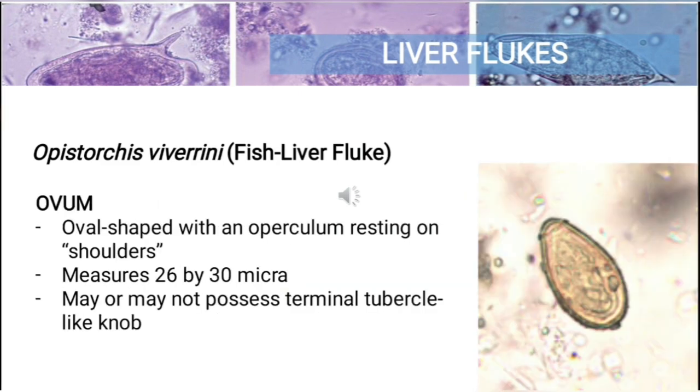Now let us proceed to the ovum or egg of our Opisthorchis viverrini, which is described as oval-shaped with an operculum resting on shoulders. It measures 26 by 30 micrometers, and it may or may not possess a terminal tubercle-like knob. And always remember that Opisthorchis viverrini eggs are fully embryonated when laid. And the treatment is also praziquantel.